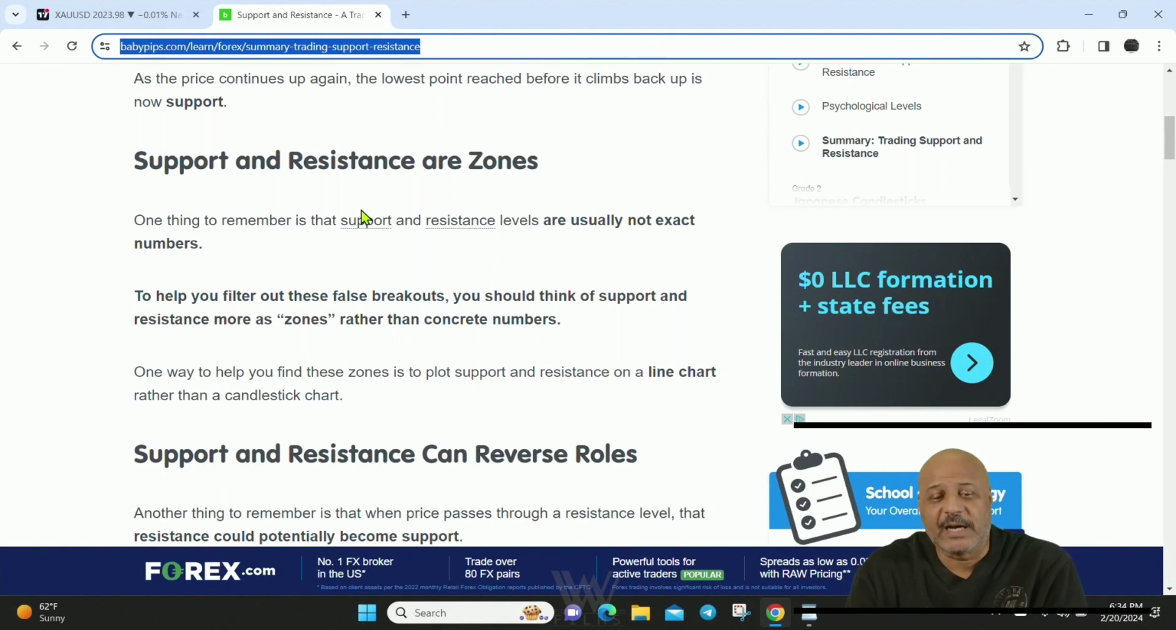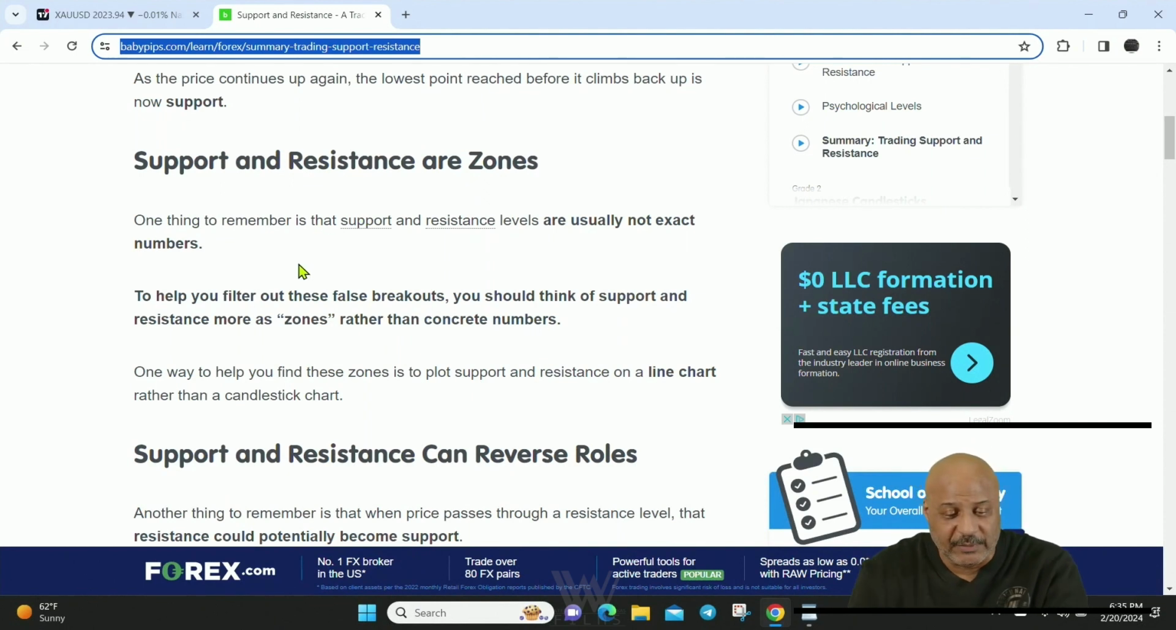So on babypip.com, they talk about support and resistance zones. Remember, one of the things when you work with support and resistance is zones. So think of zoning when you're in your building. You have different zones, different pieces, different departments. If you go to your business, you might have the research department, development, management. Each of those zones.